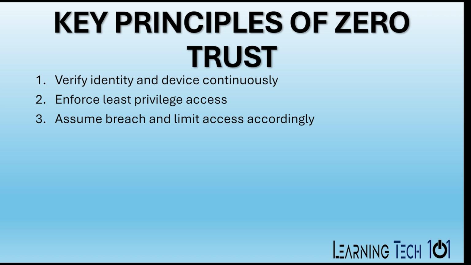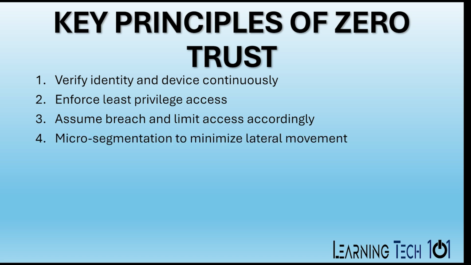The third principle is to assume breach. This means to operate as if a breach has already occurred, and you're going to limit access and continuously monitor for suspicious activity. The fourth is to segment the network into smaller, isolated zones to prevent unauthorized lateral movement and contain breaches. And the last principle is to monitor and analyze activity in real time to respond to any anomalies before they can cause damage.